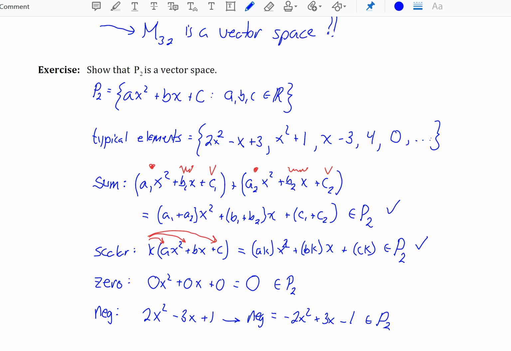Now again, all you're required to show with vector spaces is you always satisfy the closure properties. I just like talking and showing about these other ones because if you fail one of these properties, then you're not a vector space. So the closure properties are required. So P2, that's a vector space.